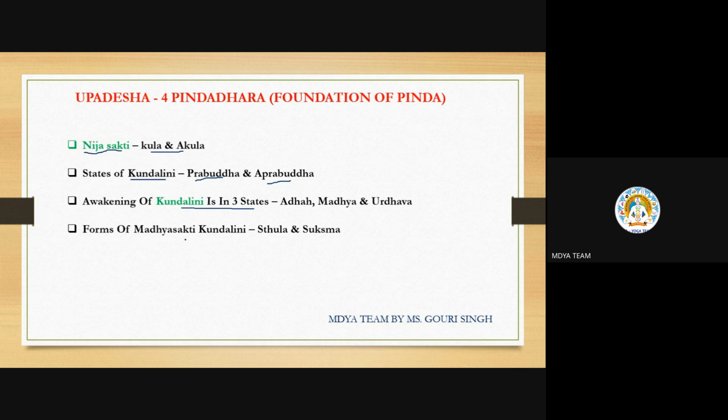Then the forms of the Madhya Sakti of the Kundalini are discussed. The forms of this Kundalini are of two types. One is Stula, another is Sukshma. Here Prabhuta and Aprabhuta are the states of the Kundalini, but the forms of the Kundalini are Stula and Sukshma.